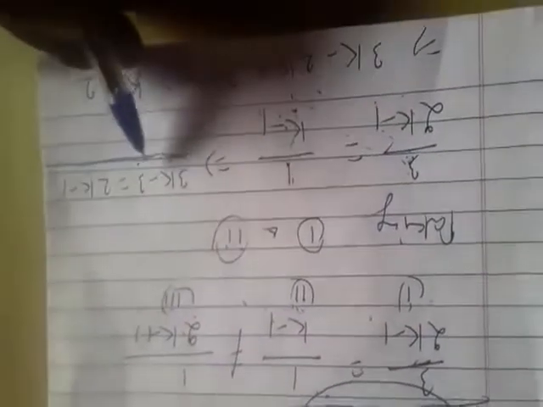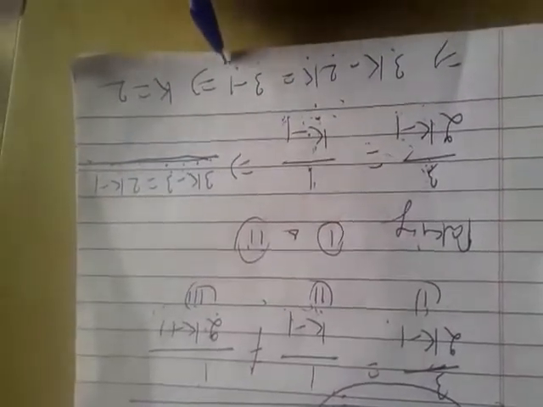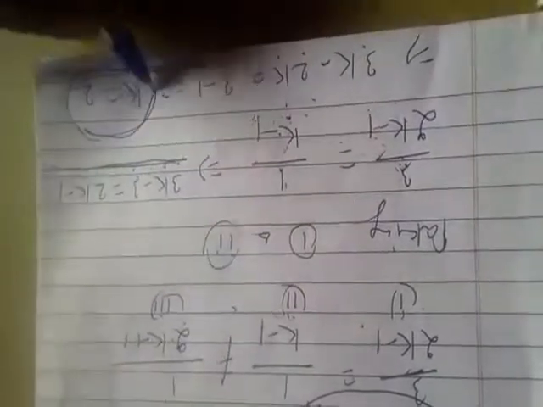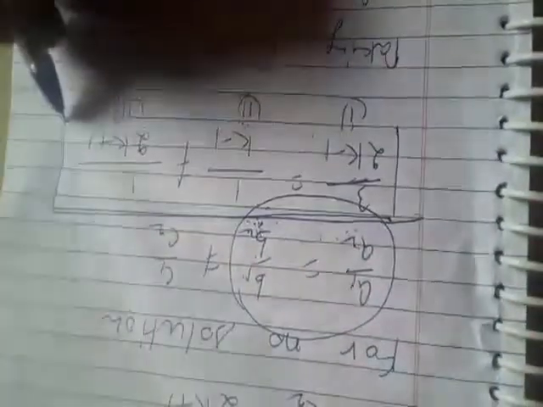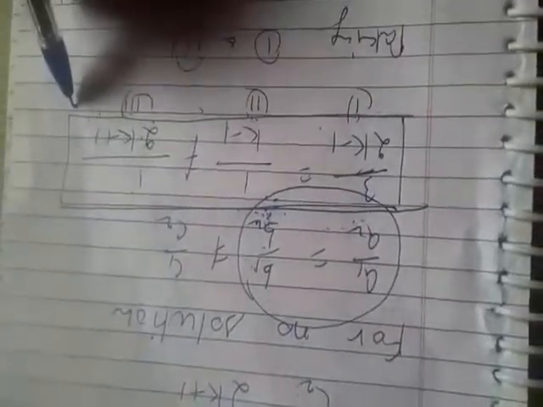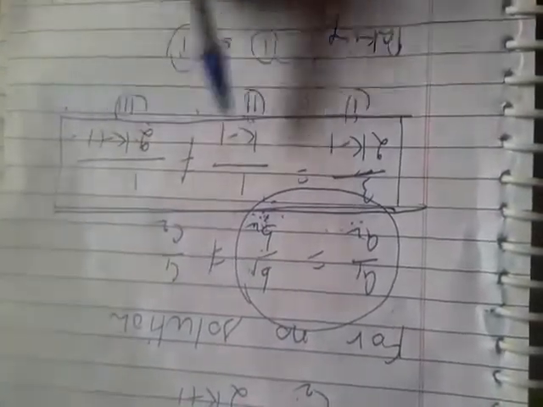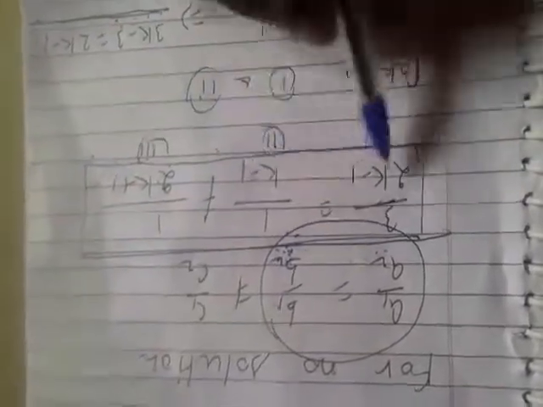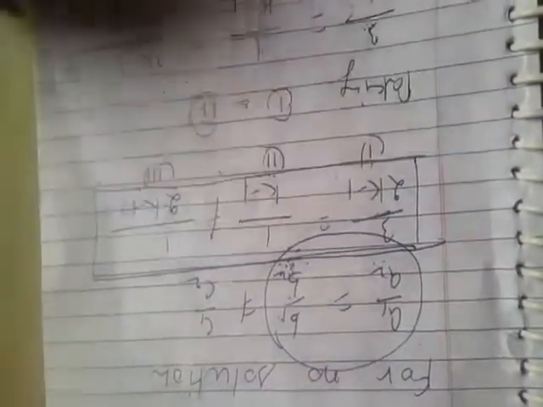Now simplifying it by taking 2k in LHS and minus 3 in RHS, we get 3k minus 2k is equals to 3 minus 1, which gives k is equals to 2. Now by putting the value of k is equal to 2 over here, we have to verify that the conditions are being satisfied or not. When you put the value of k, you will find that these conditions are being satisfied. And then our required solution is k is equals to 2.